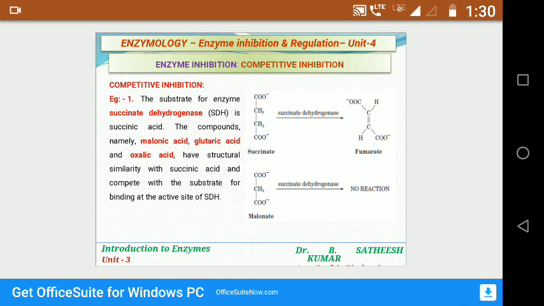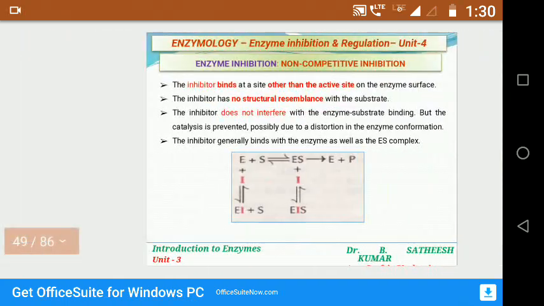One best example for competitive inhibition is the succinate dehydrogenase enzyme, which converts succinate to fumarate. This enzyme can also bind malonic acid, malonates, glutaric acid, and oxalic acid. Similar kinds of dicarboxylic acids can also be bound by SDH, the succinate dehydrogenase enzyme. So these dicarboxylic acids act as competitive inhibitors for SDH.